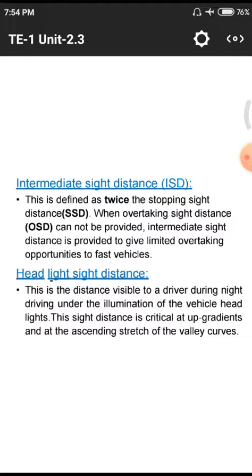Next one, headlight sight distance. That means we need to know this terminology, prescribed below, the headlight sight distance. This is the distance visible to the driver during night driving. That means while we are traveling in a vehicle at night time, definitely there is a lack of lighting facility. In the morning time automatically the sun is there, and you can see all the vehicles going on those particular spans.